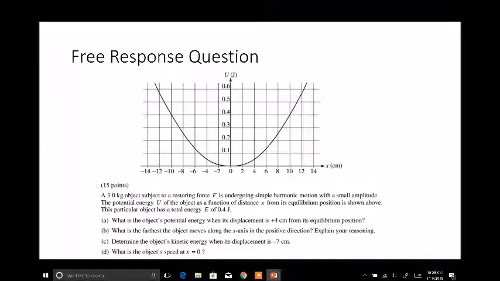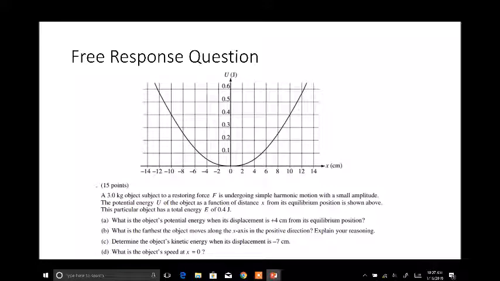All right, so now we're ready to look at the free response question for our simple harmonic motion practice problems. So we have a 3 kilogram object subject to a restoring force F. It's undergoing simple harmonic motion with a small amplitude. The potential energy of the object as a function of distance from its equilibrium position is shown above in the graph. This particular object has a total energy, and that's mechanical energy, of 0.4 joules. What is the object's potential energy when its displacement is plus 4 from the equilibrium position?